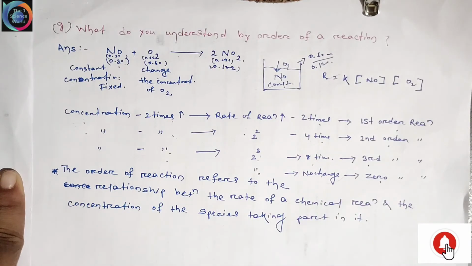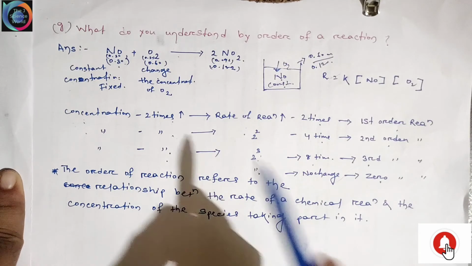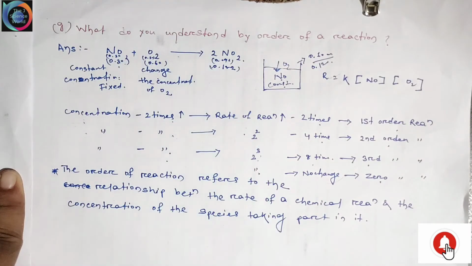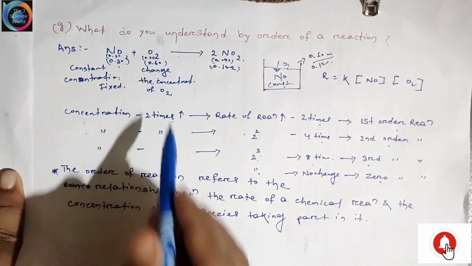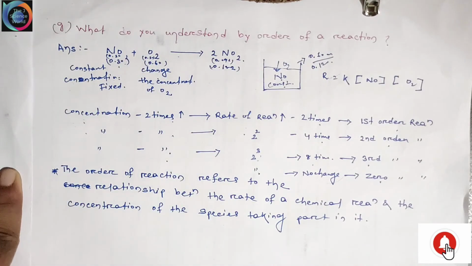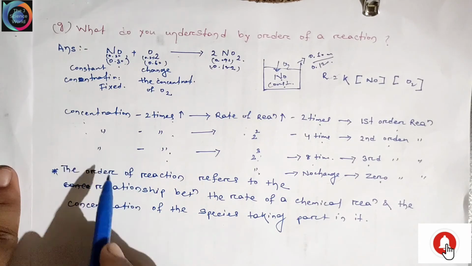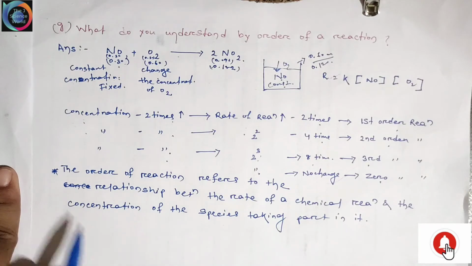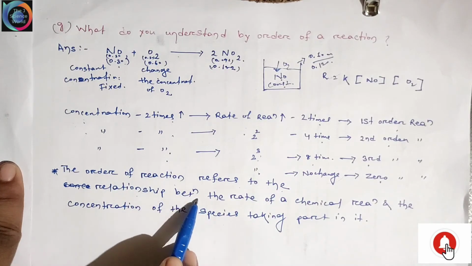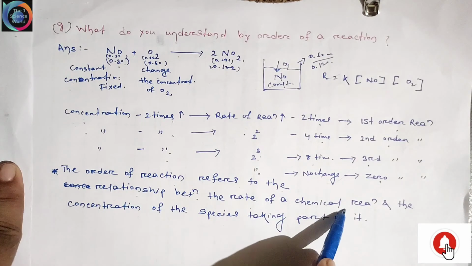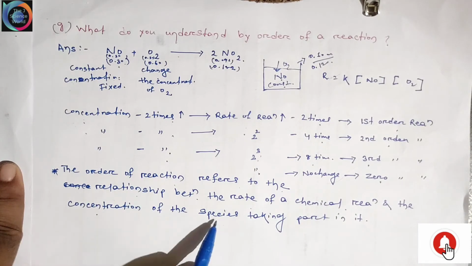Friends, the rate of reaction is how fast our reaction occurs. The concentration means the amount of O2 we took. So simply we say that the order of reaction refers to the relationship between the rate of a chemical reaction and the concentration of the species taking part in it.